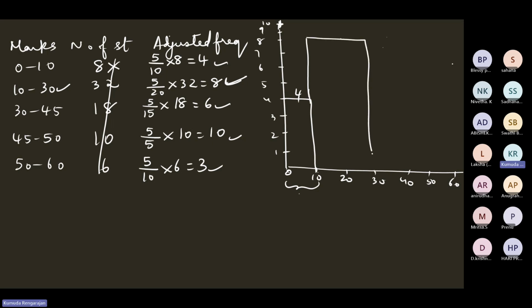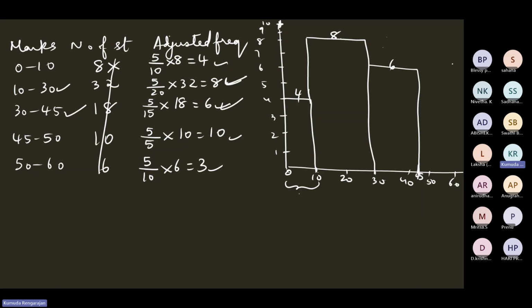Ten to 30, the height is 8. Then 30 to 45, the height is 6. 45 means it will come here, so mark that 45. 30 to 45, the height is 6.